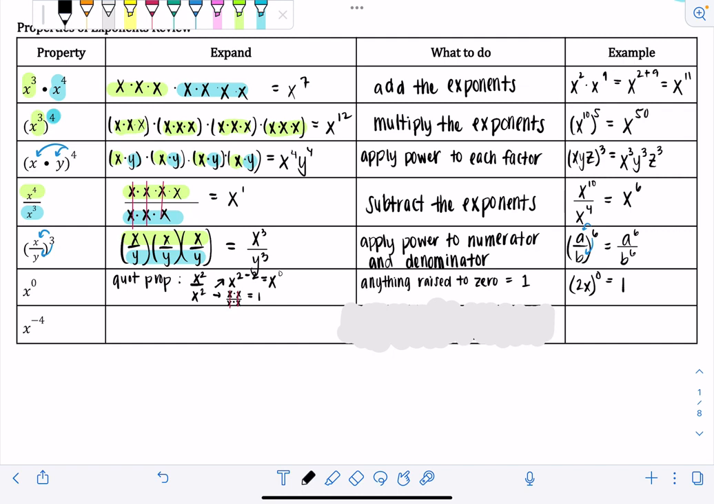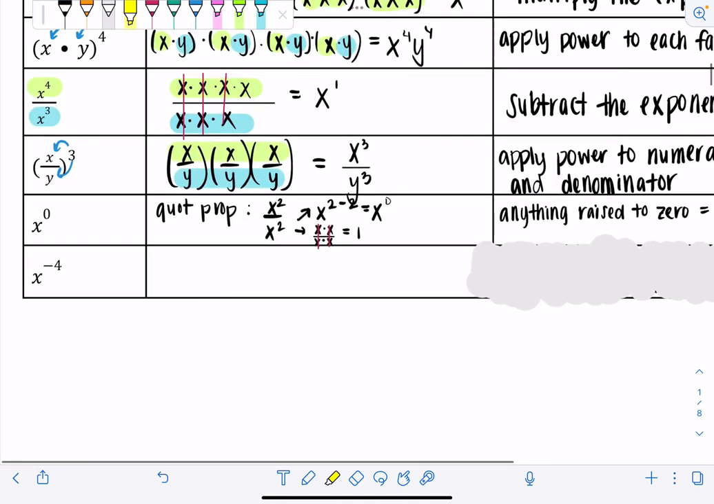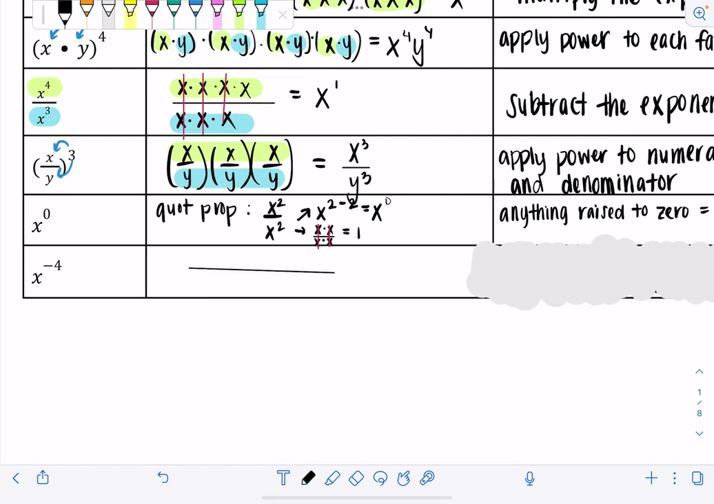Okay, and then the next one, the negative exponent, so x to the negative 4th power. This one's the easiest to make sense of with a table. So I'm going to use a power with a base of 3 for the table, just something random. So let's say I have 3 squared, 3 to the first power, 3 to the 0 power, 3 to the negative first power, and then 3 to the negative second power. So we're just decreasing by 1 power each time.